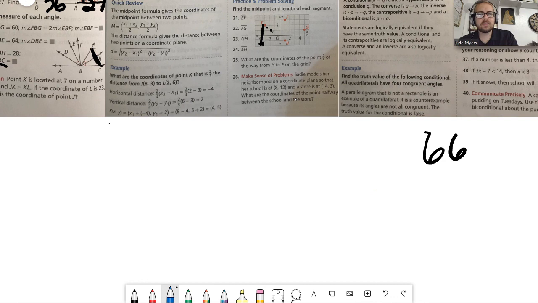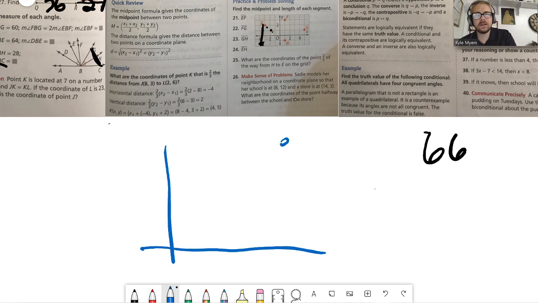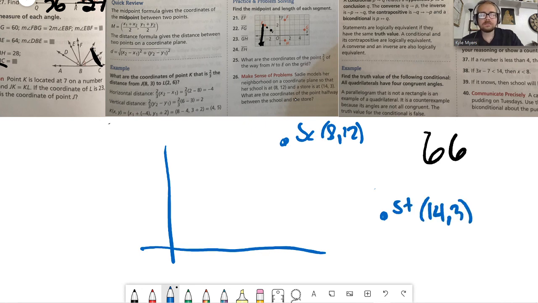Sadie models her neighborhood on a coordinate plane so that her school is at 8, 12. All right, so let's draw this out here. 8, 12 would be like over here somewhere. So S for school is at 8, 12. And then the store is at 14, comma 3. So that'd be over here somewhere. There we go. 14, comma 3. All right. What are the coordinates of the point that's halfway between the school and the store?